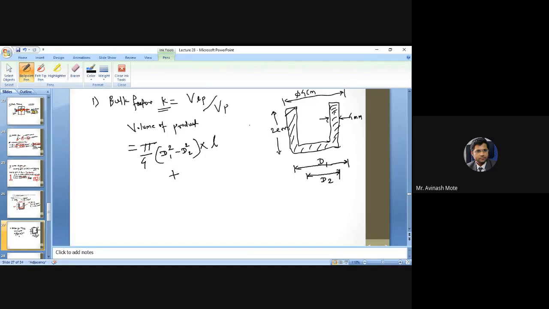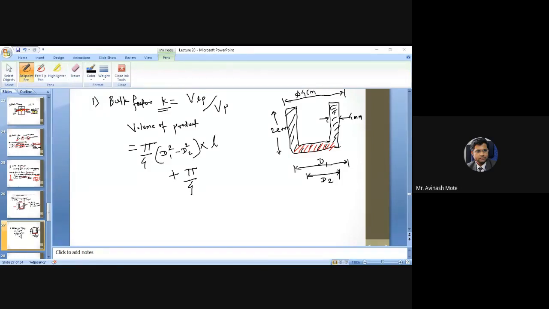Plus I need the volume for this base. I need the volume for this base also. So we have to calculate the volume for this base also. Now, diameter is 4 centimeter, and just a minute, diameter 2, 3.2. Okay, right. So here pi by 4.